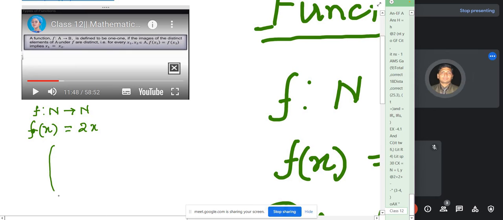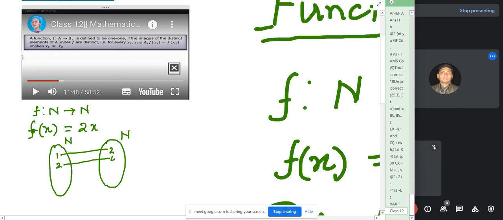Then what we'll observe, suppose this is domain and this is codomain. So here domain is natural number and codomain also natural number. So natural numbers start from 1 and its image will be 2. Now image of 2 will be 4. Image of 3 will be 6. Like that we'll get, all I am not showing.